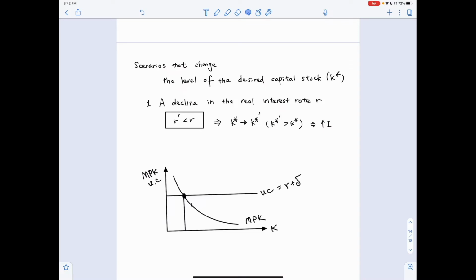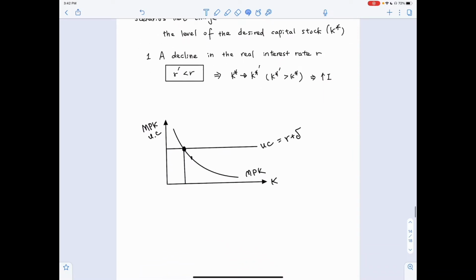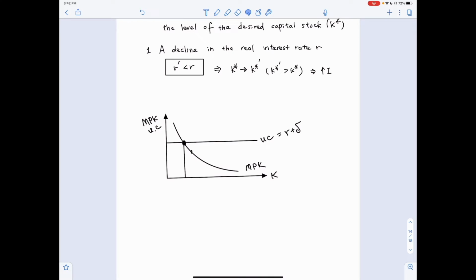Here we draw the same graph as the earlier one, where the vertical axis represents the marginal product of the capital and the user cost of the capital, and the horizontal axis represents the capital stock. We have the marginal product of the capital sloping downward, and a fixed user cost, which is R plus delta. As R gets lower, we are going to have a new level of the user cost, which is lower than the earlier one.